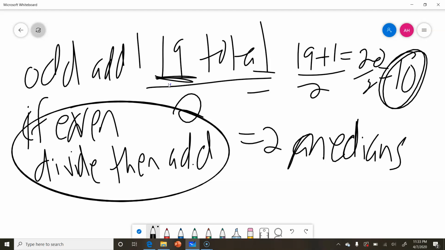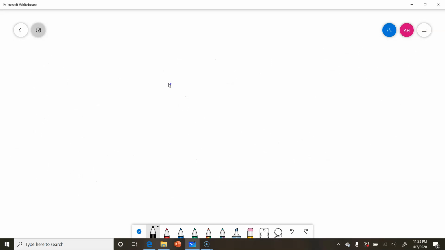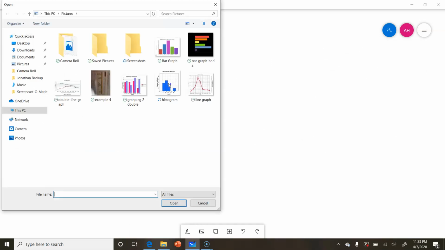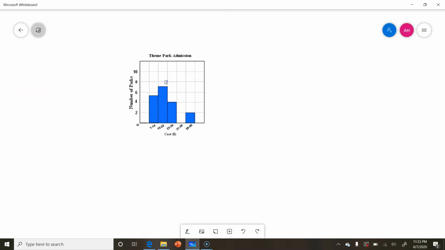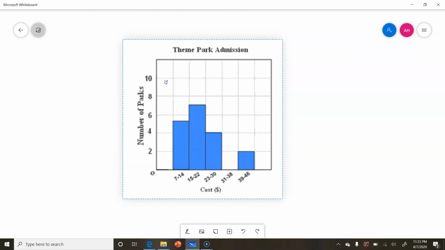The only other thing we need to figure out is, I'm going to clear this, so if that confused you, don't worry about it. I'm going to explain that more later. I'm going to get my picture back, and this is our last part of our lesson. So we're going to look at this right here.